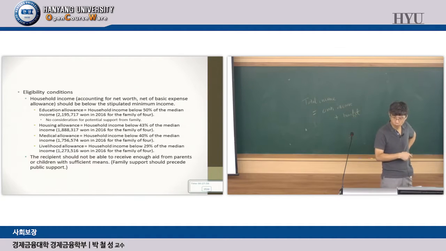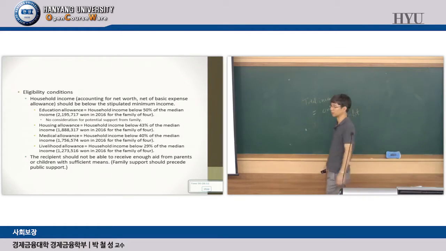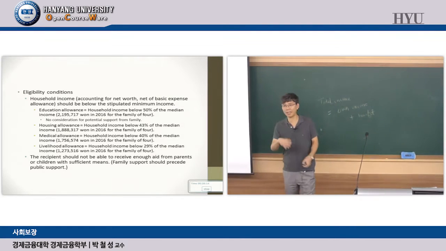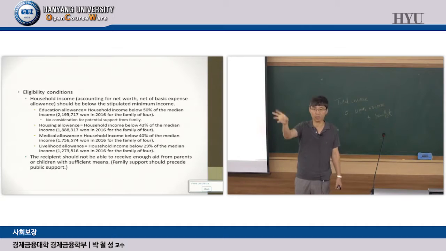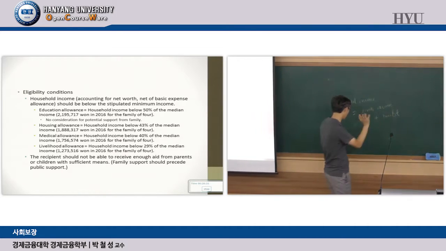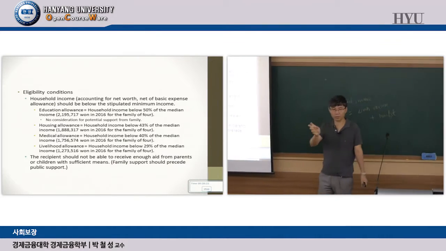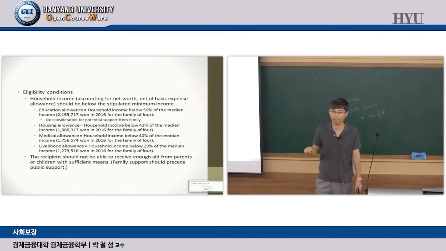Okay, there is another rule. There is one more rule that is still controversial. This rule says that to be eligible, the recipient should not be able to receive enough aid from parents or children with sufficient means. What does it mean? Let's say there are two households, a parents' household and a child household. In the parents' household, the elderly parents have no income, or very little income.